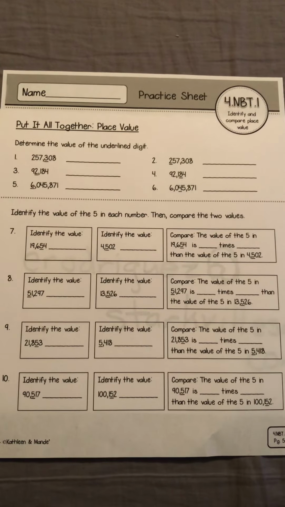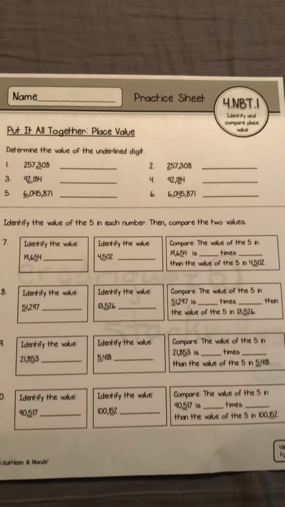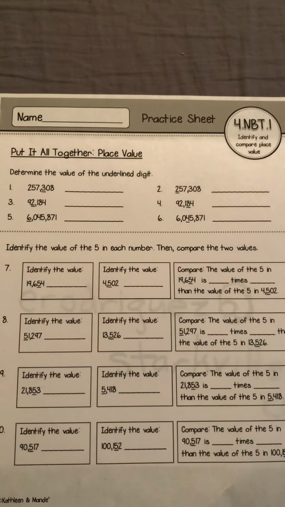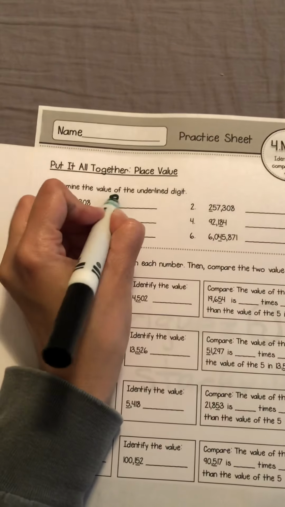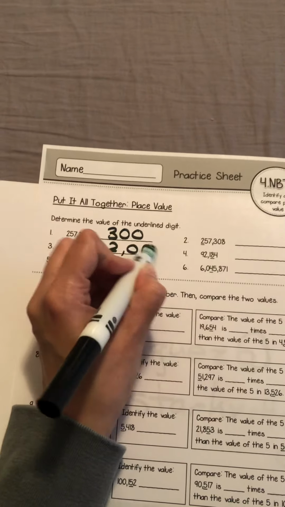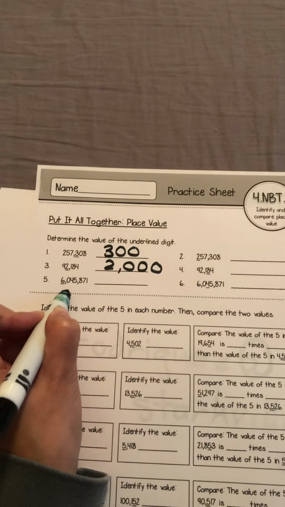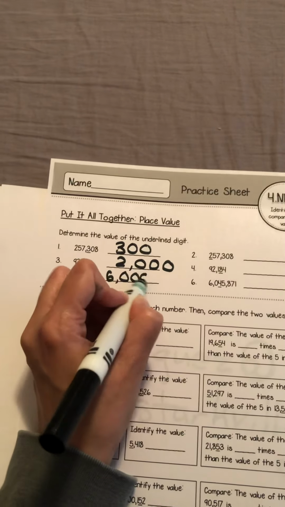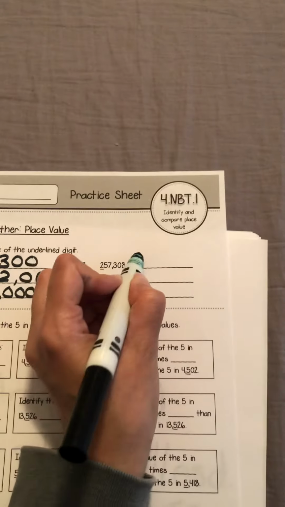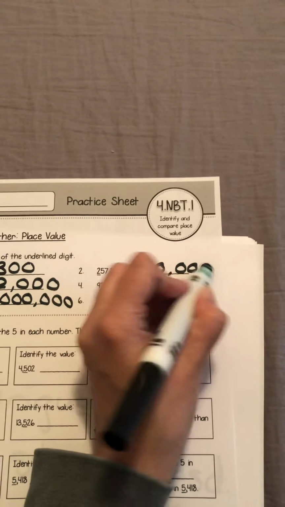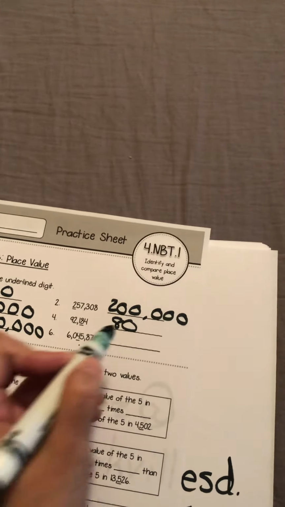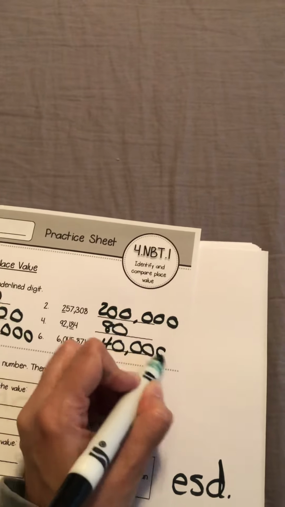Okay, so answers. Determine the value of the underlined digits. So this is just a review of some things that you were doing earlier in the year, just to kind of warm up. So the 3 in the hundreds place would be 300. The 2 in the thousands place would be 2,000. The 6 in the millions place would be 6 million. The 2 in the 100,000s place would be 200,000. The 8 in the tens place would be 80. And then the 4 in the 10,000s place would be 40,000.